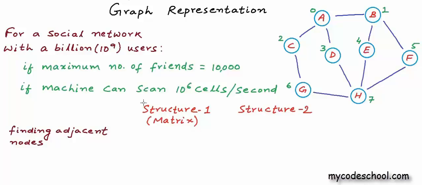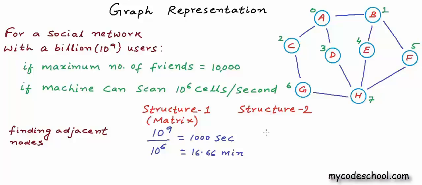Well, we will have to scan a complete row in the matrix. That would be 10 to the power 9 cells, because in a matrix we would always have cells equal to the number of vertices. And if we divide this by 1 million, we get the time in seconds. To scan a row of 10 to the power 9 cells, we would take 1000 seconds, which is also 16.66 minutes. This is unreasonably high.